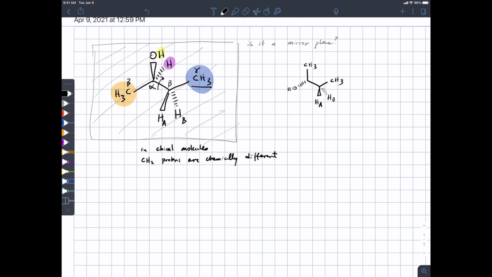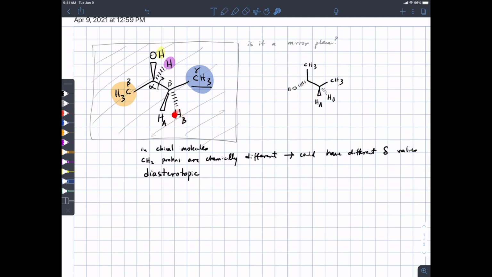That's important because that means they might have different chemical shifts. We have a word to describe a situation in which you have CH2 protons that are chemically different in a chiral molecule. The word for that is diastereotopic. Topic is for shape. Diastereo comes from the same word we use for diastereomer.